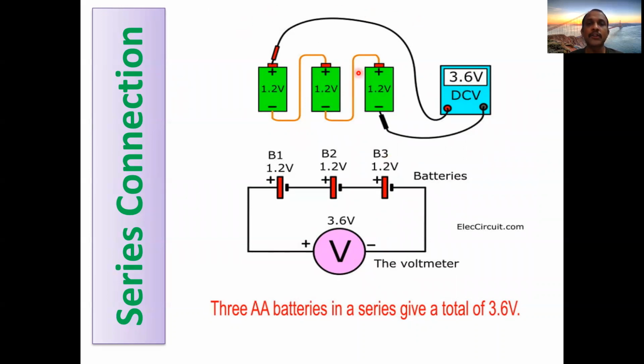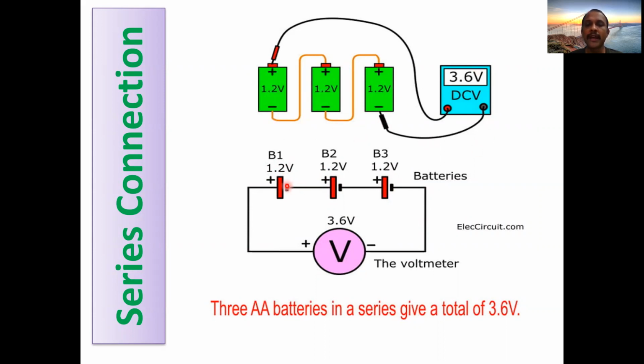If I write it in the form of a circuit, you can see that the longer line is positive and the shorter one is negative. The negative is connected to the longer one, which is positive. Again, the negative of that is connected to a longer one, which is positive. From the negative of the last and the positive of the first, it is connected to the voltmeter. So the negative is connected to the positive of the next battery each time, which means if opposite polarities meet, there is an addition, because 1.2 plus 1.2 plus 1.2 becomes 3.6.